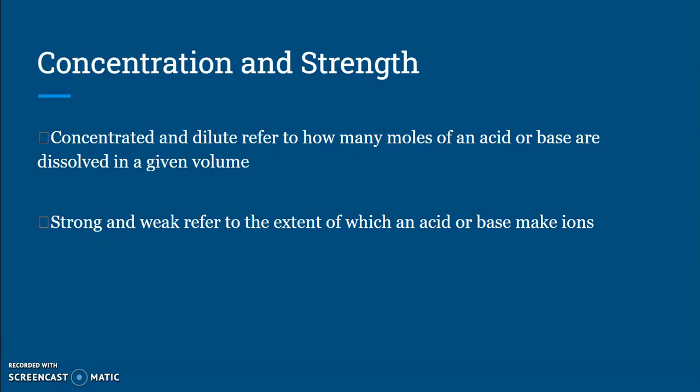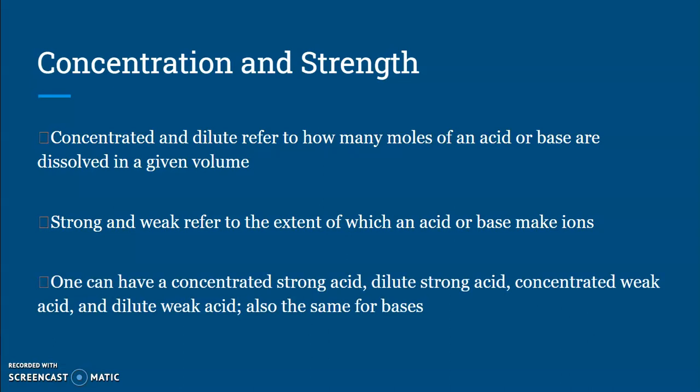Of the molecules you're dissolving in, what percentage of them are actually breaking apart and giving H plus or OH minus ions. So you can have a very concentrated strong acid, like if you had 12 molar hydrochloric acid, that is as strong a concentration as you can have with hydrochloric acid, and again, all of the hydrochloric acid molecules are going to dissociate. But you also could have a dilute strong acid. Again, hydrochloric acid, you could put very little into a whole lot of volume, and you would still have 100% dissociation, but very little H plus ions because you put very little in.